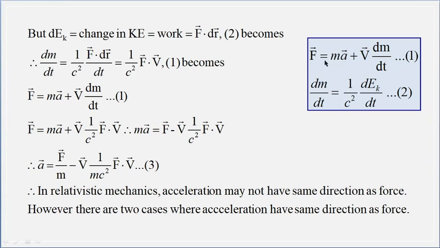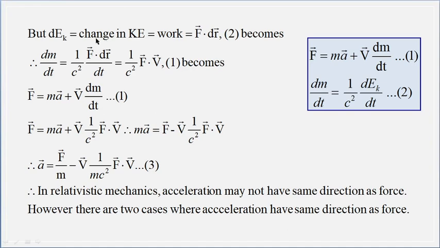So this is what I have written here. F equal to ma plus v dm by dt, and dm by dt equal to 1 by c square dEk by dt. Now here dEk is a change in the kinetic energy. See, initially it was at rest and when it attains a certain velocity, it will have some kinetic energy, the difference of that. So the change in kinetic energy.